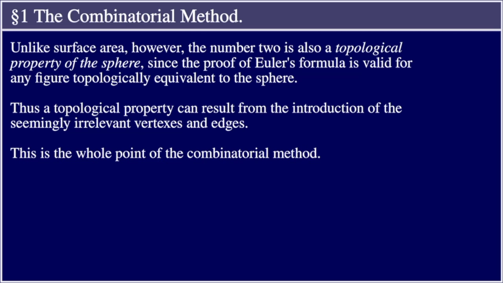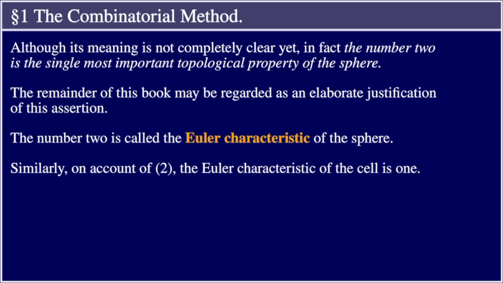Unlike surface area, however, the number 2 is also a topological property of the sphere, since the proof of Euler's formula is valid for any figure topologically equivalent to the sphere. Thus, a topological property can result from the introduction of the seemingly irrelevant vertices and edges. This is the whole point of the combinatorial method. Although its meaning is not completely clear yet, in fact, the number 2 is the single most important topological property of the sphere. The remainder of this book may be regarded as an elaborate justification of this assertion. The number 2 is called the Euler characteristic of the sphere.